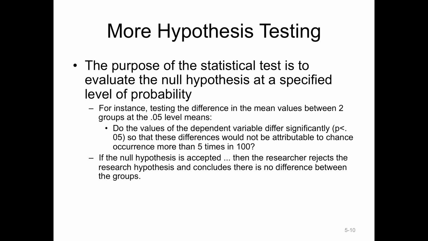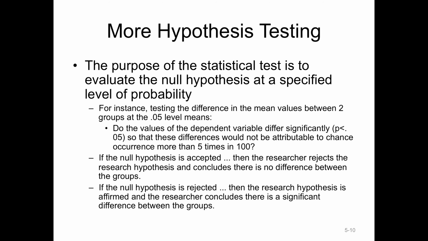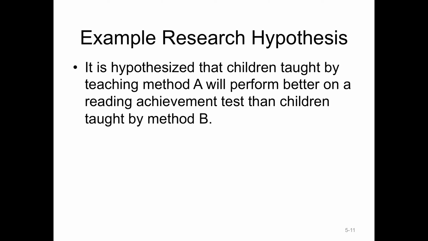So if the null hypothesis is accepted, then the researcher rejects the research hypothesis and concludes there is no difference between groups, right? The null means that there's no difference, so if you accept that. Or if the null is rejected, that means there is a difference between the two groups, and you'll accept your research hypothesis. So there are a couple of examples out of chapter 5, or out of the new book, chapter 10.